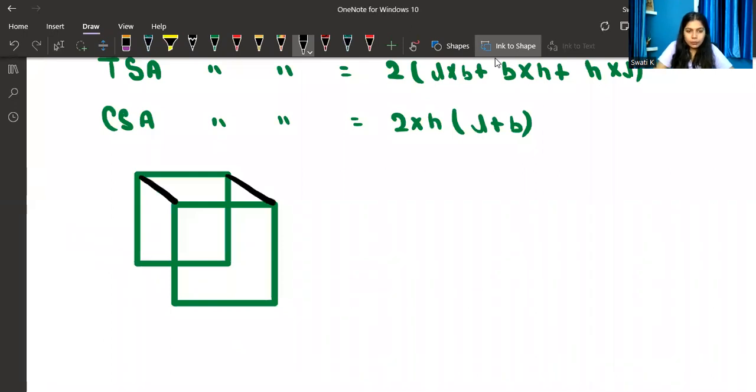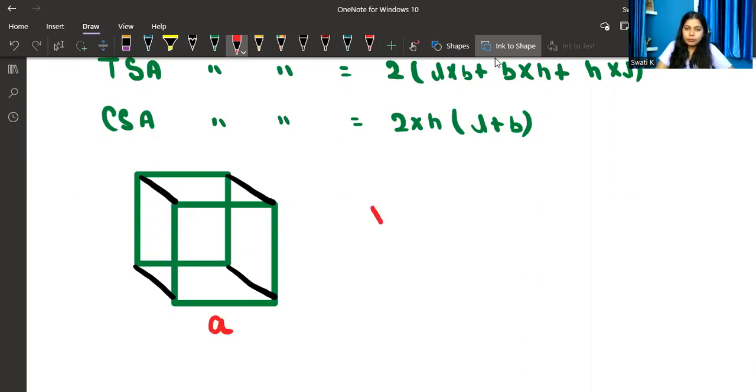So one thing we know about cube is that cube is a three-dimensional shape made up of a 2D shape, that is a square. So in a square, we know one property of a square, that all the sides are equal. Similarly, here all the sides are equal. We don't call them sides here, we call them edges. So all the edges are equal. So if one edge is A, the other edges are also going to be A only. So this is the cube.